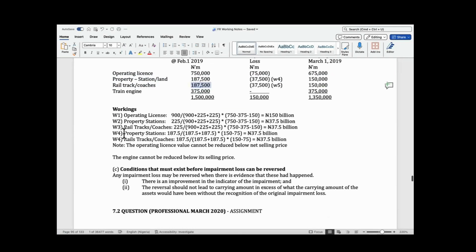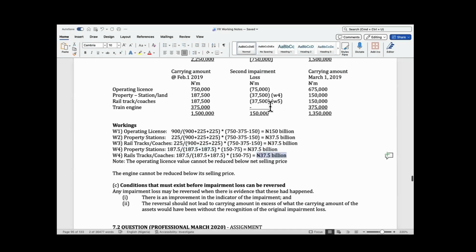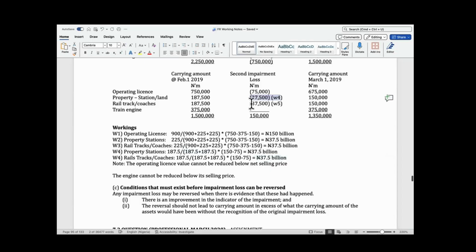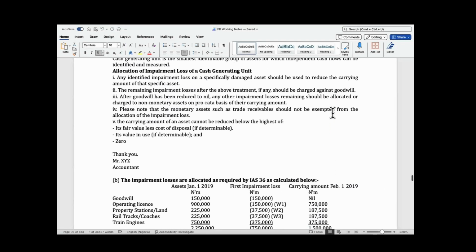And that's the workings I showed here. 187.5 over 187.5 plus 187.5, multiplied by 75. It gives 37.5, 37.5, which I extended here. So when I take away the impairment loss from their old carrying amount, it gives me these new values. Then I put it down. And that's the end of this question.